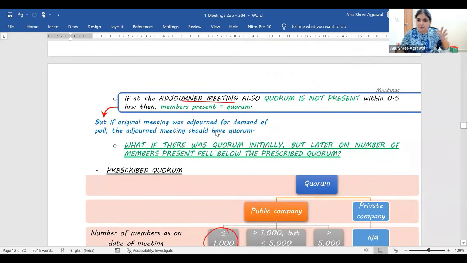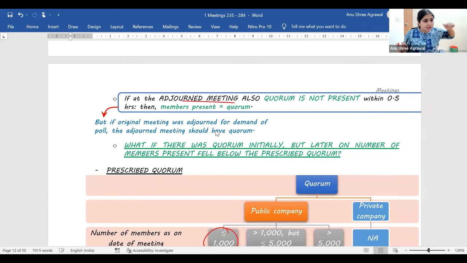Then we learned there was no quorum. So we adjourned the meeting. What if in this adjourned meeting also no quorum? No problem. Don't adjourn again. In the adjourned meeting also there is no quorum, then however many members are present, you assume that itself is quorum and you go ahead with the meeting.